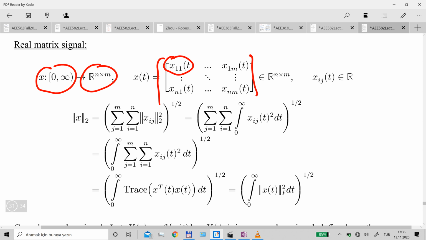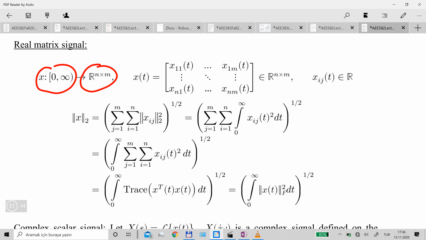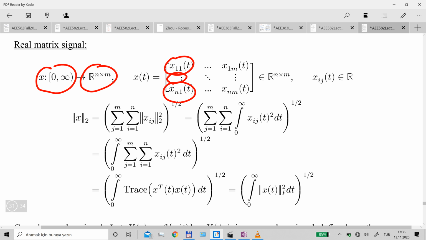So the norm for such a matrix signal is extended from the norm of vector signals. Basically, in the case of a real vector signal, we took the square sum of the elements in our vector. Now we extend that to include all the elements in the matrix. So that becomes a double sum. We sum them through rows and columns. And in the summation, we have the 2 norms of these individual scalar signals, which are expressed by this integral.